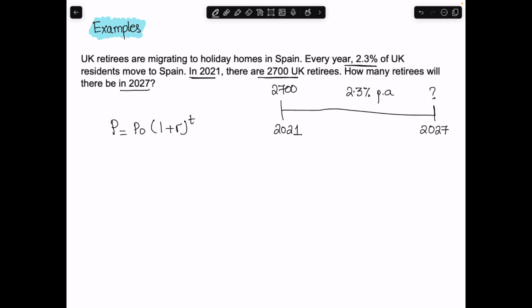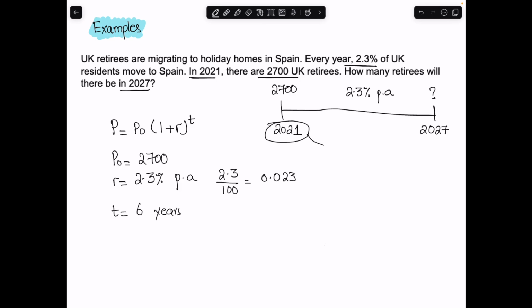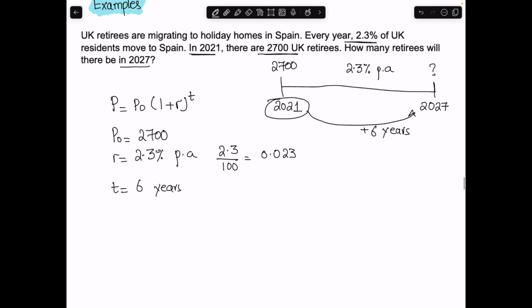Now, in this case, we know that the initial population is 2,700 UK retirees. The growth rate in this case is 2.3% per annum, which is basically 2.3 over 100, which equals 0.023. Whereas the time in this case is 6 years, because we are trying to find how much our population would increase after 6 years.